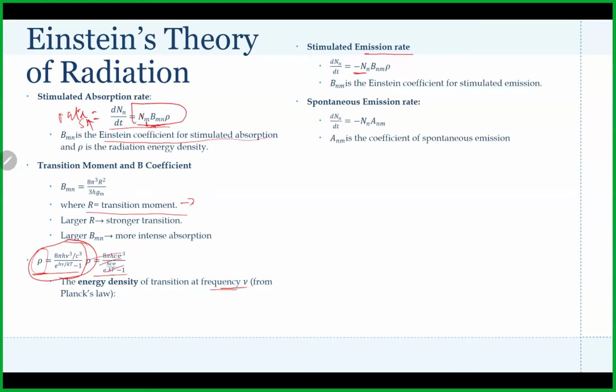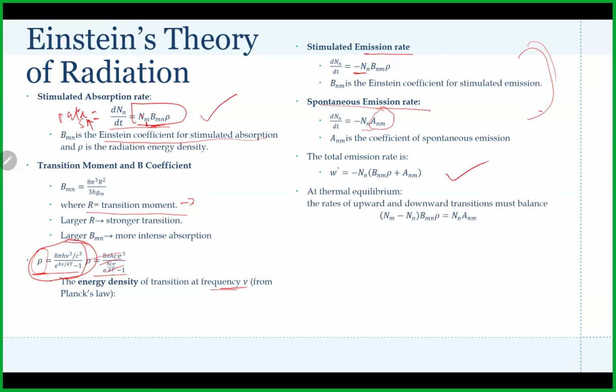Then for the third process, the rate of spontaneous emission, we have a different coefficient A. So B represents stimulated emission or absorption. A represents the coefficient of spontaneous emission. So total emission rate will be the addition of these two together. So this is total absorption rate and total emission rate.